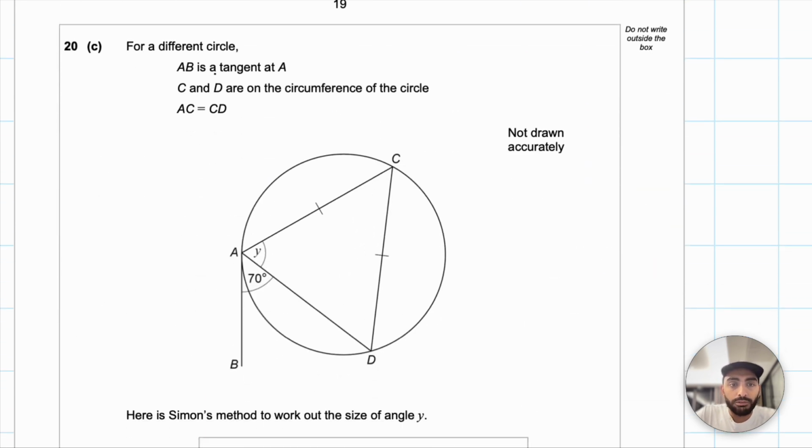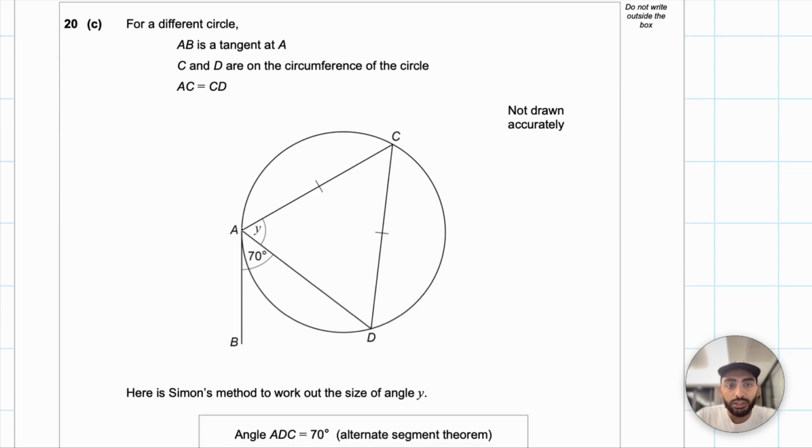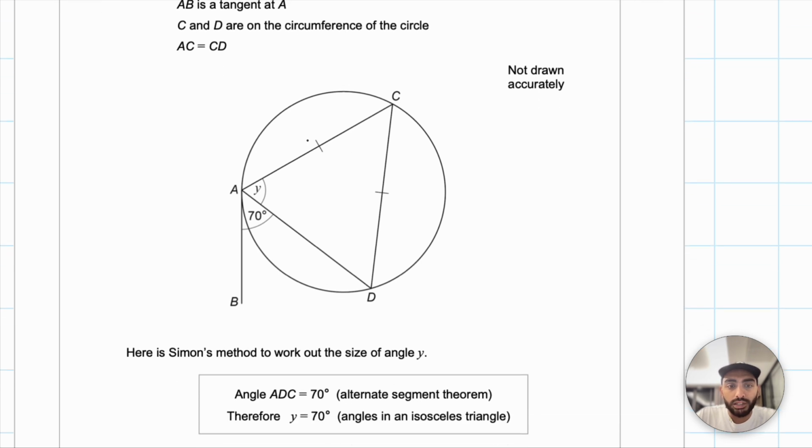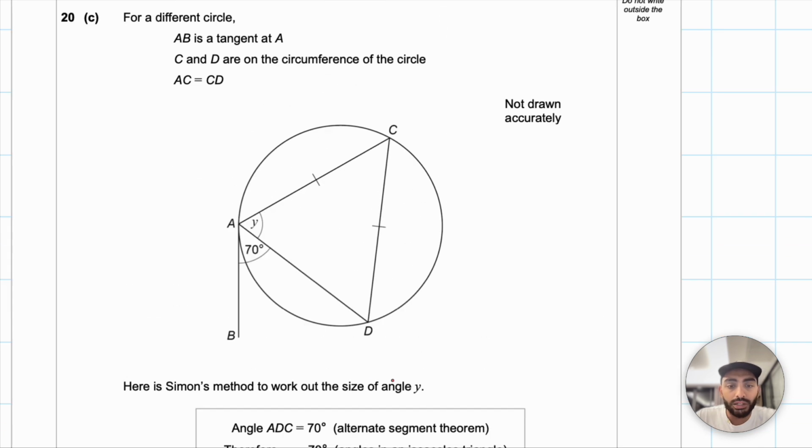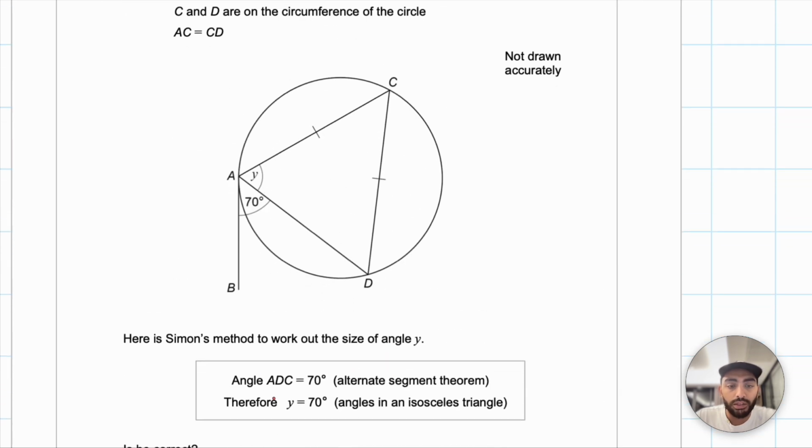Question 20C. For a different circle, AB is a tangent to A. C and D are on the circumference of the circle, and AC equals CD. So we can see a few things going on. Let's read what they're going to ask us. Simon's worked out the size of angle Y using this method. So he's found ADC equals 70, A to D to C is 70, and the reason that he's used is alternate segment theorem. So that is alternate to that one.